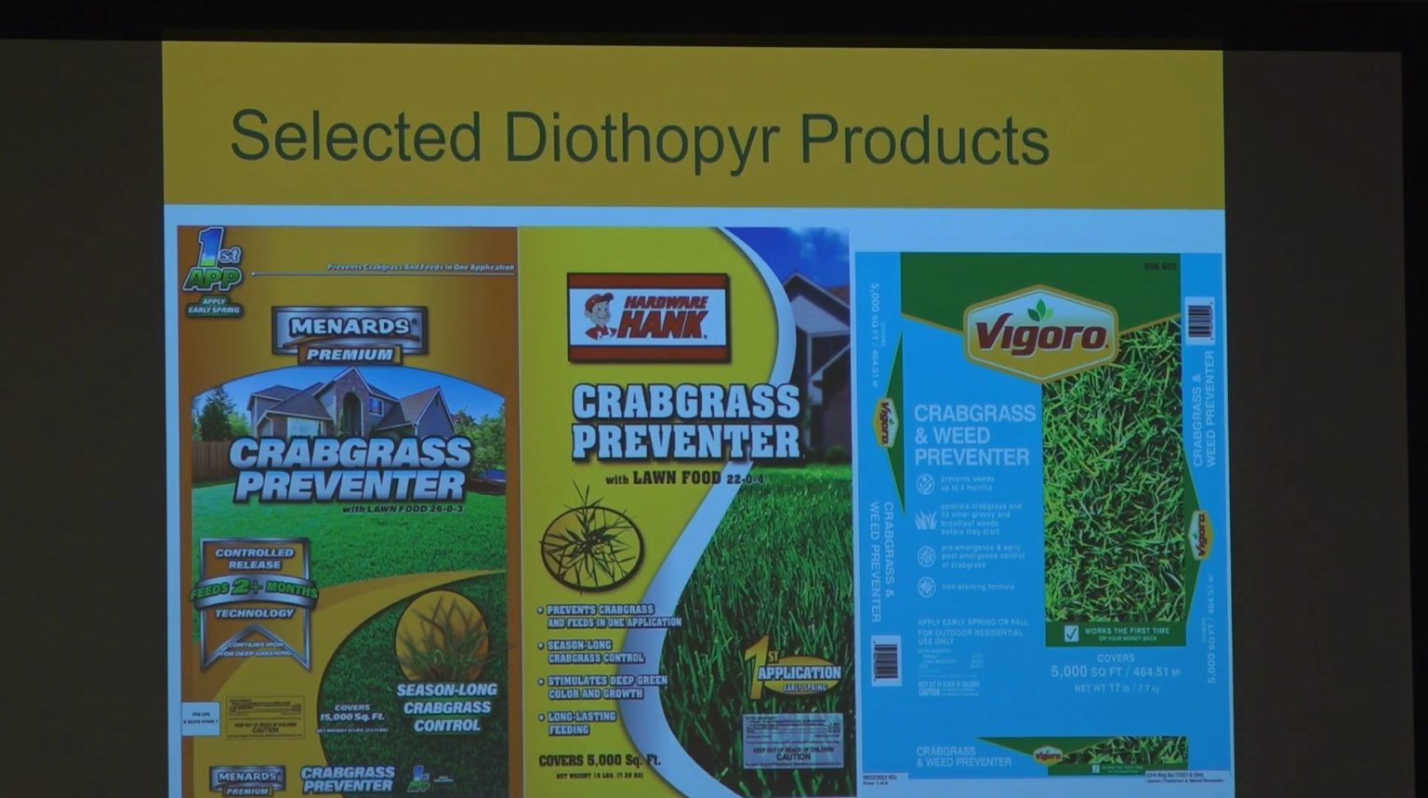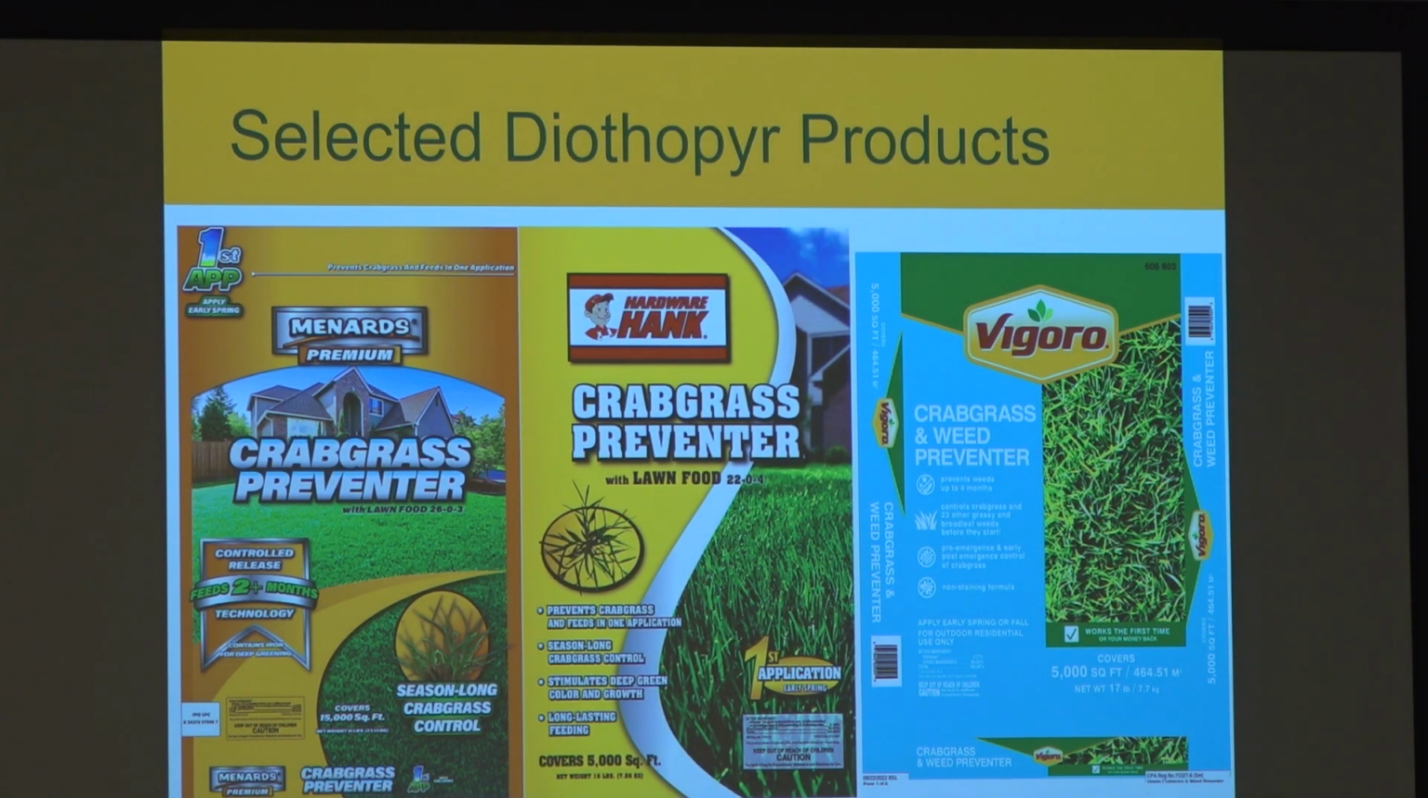I just wanted to show you some selected dithiopyr products. Now, you've all seen the pendimethalin products out there. A lot of the Scott's products are pendimethalin. I'm not recommending one or the other, but I just wanted to show you there are some dithiopyr products that are on the market. We've got Menard's Premium Crabgrass Preventer. But just to make sure, read that label, look at the active ingredients. If you want dithiopyr instead of pendimethalin, you got to read that label.